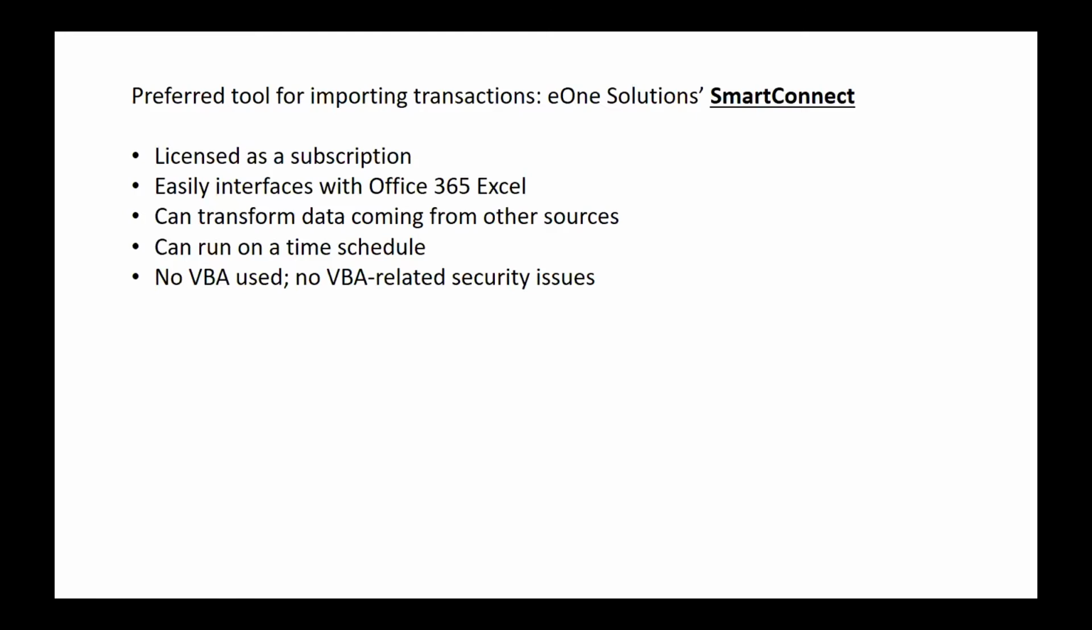It can be set up to run on a time schedule, which actually is extremely difficult to make Integration Manager do. It's doable, but extremely difficult. SmartConnect is much easier. There's no VBA used in it, so therefore there's no VBA-related security issues that'll crop up. The long and the short of it is, if you're changing from GP to BC, Integration Manager goes away, and we recommend using SmartConnect.